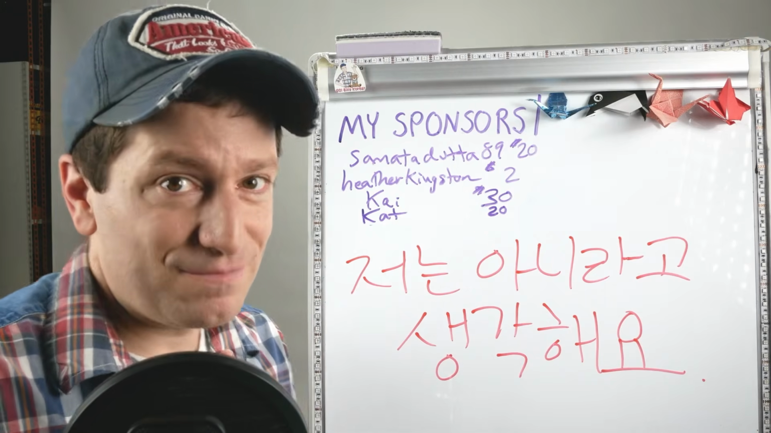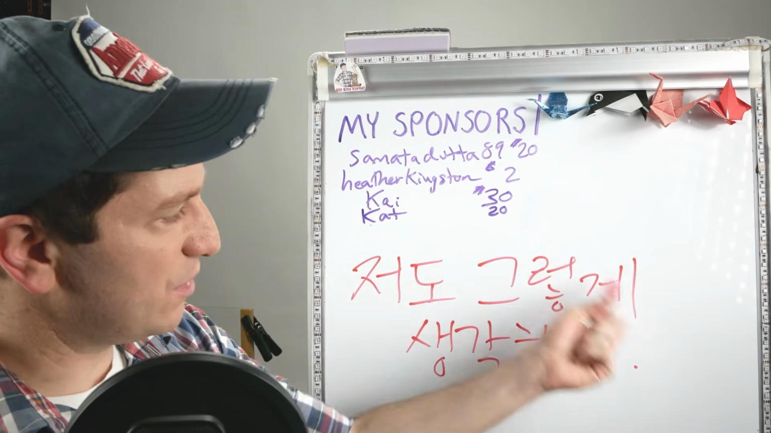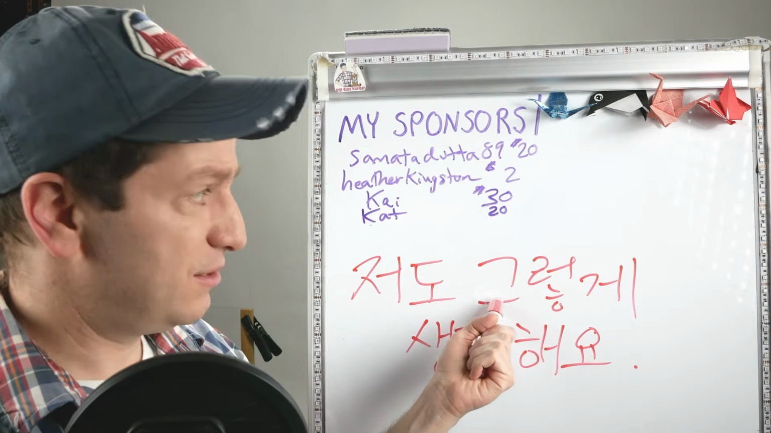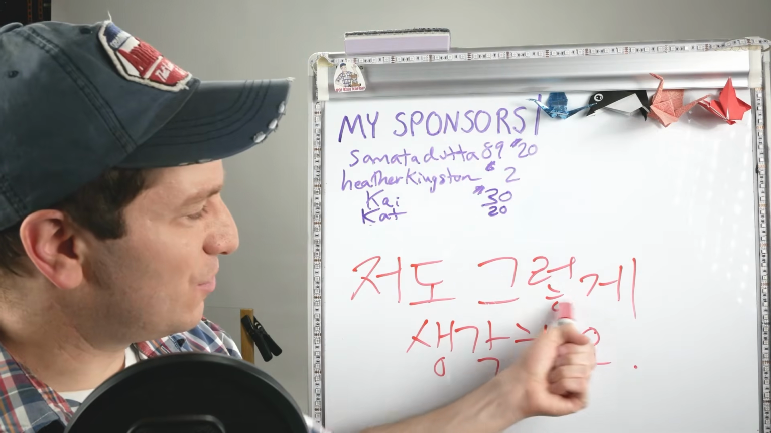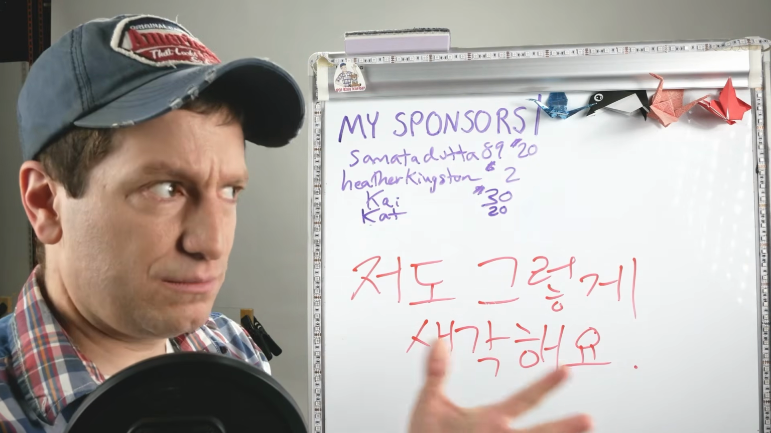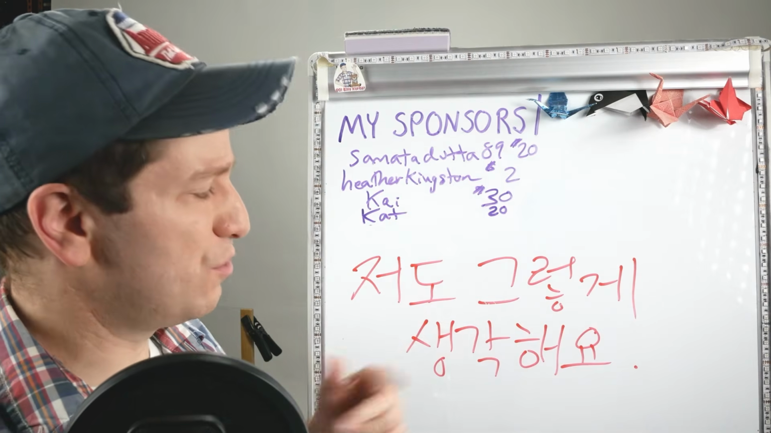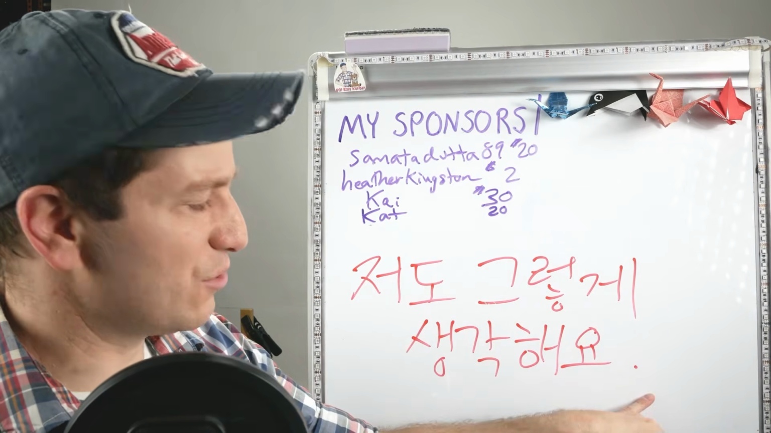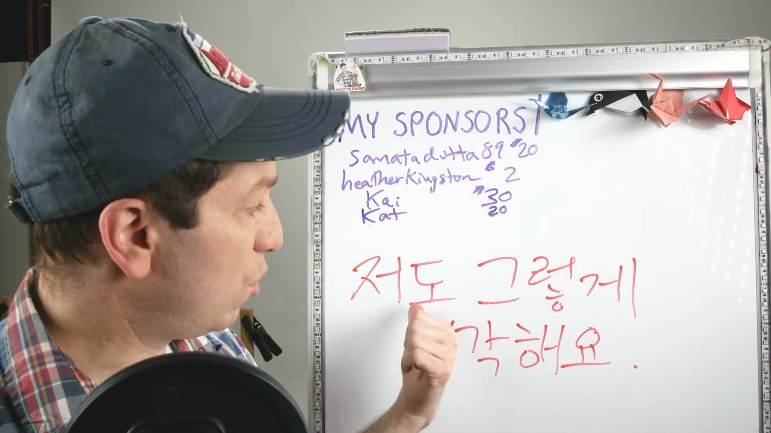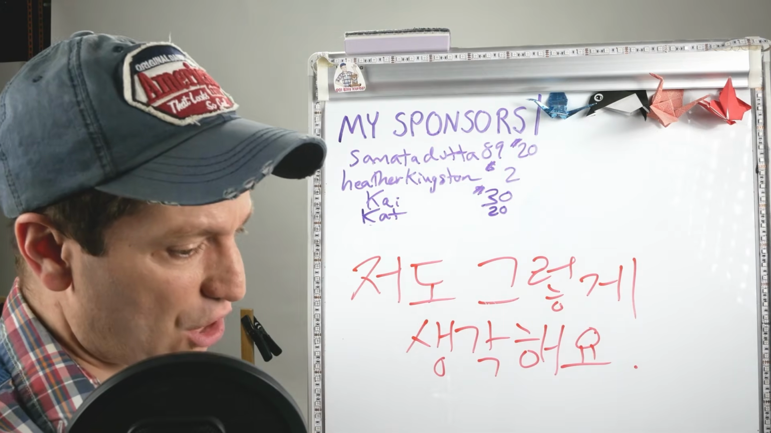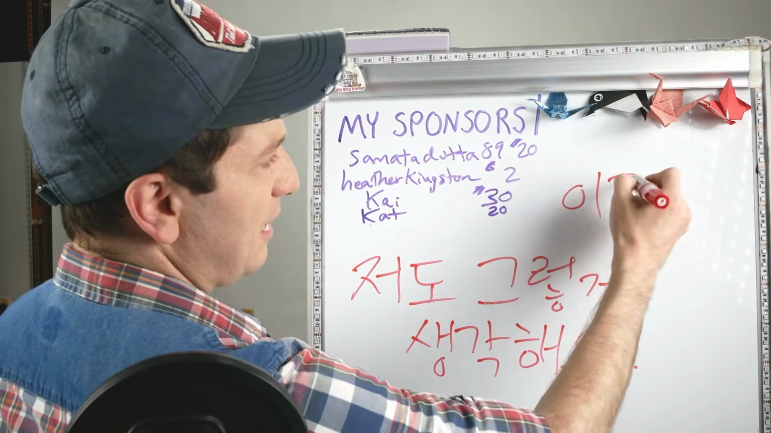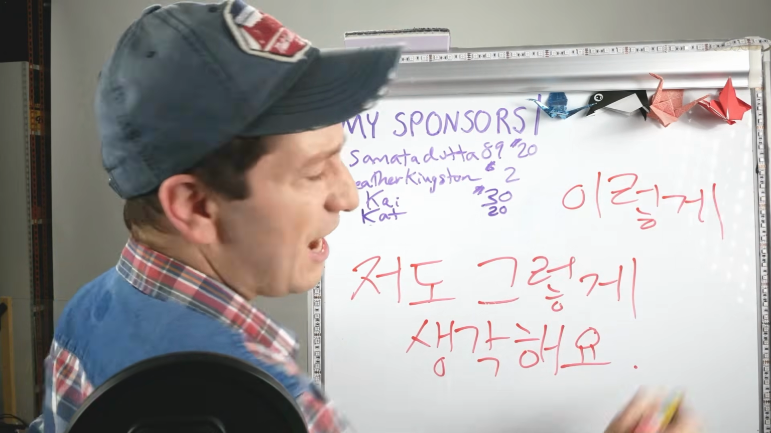I think it's not. You can use words like I think so, like I think that, or how do you think? So in this case, 그렇게 means so, means like that. 저도, so me too. 저도 그렇게 생각해요. So I think so too. 저도 그렇게 생각해요. You can use the word 그렇게 for so. You can also use 이렇게 for like this is what I think.